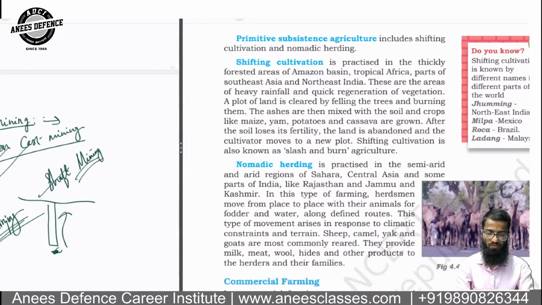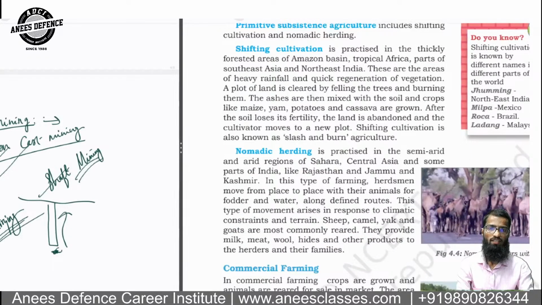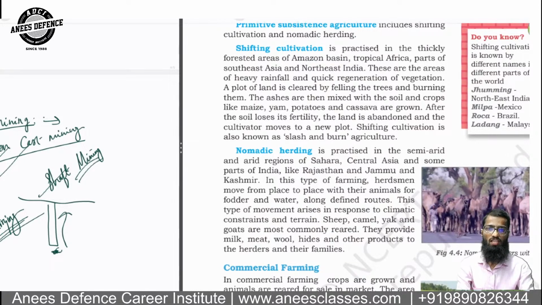तो आप देखते हैं shifting cultivation किसको कहते हैं. Shifting cultivation is practiced in the thickly forested areas of the Amazon basin, tropical Africa, parts of South Asia and Northeast India. Thickly forested area चाहिए, तो उसको clear करेंगे, right? A plot of land will be cleared by felling the trees and burning them. The ashes are then mixed with the soil and crops like maize, potatoes and cassava are grown.